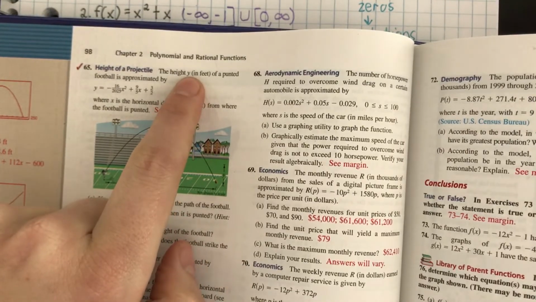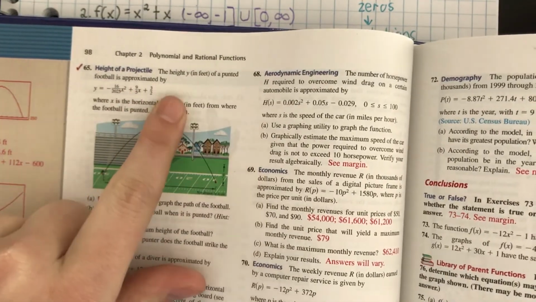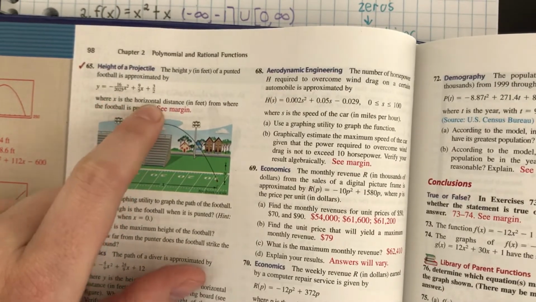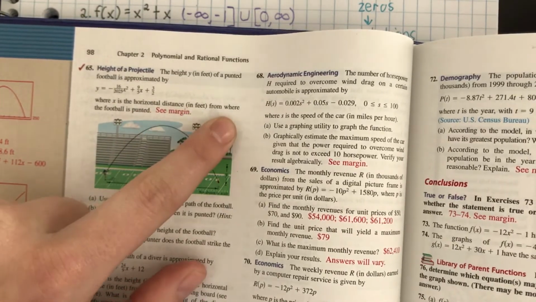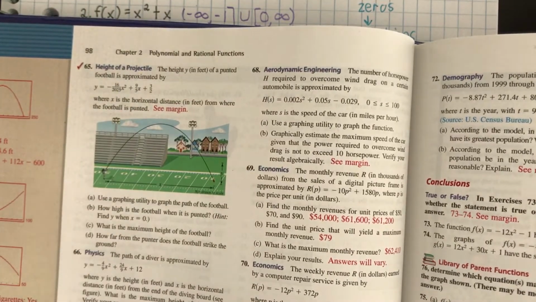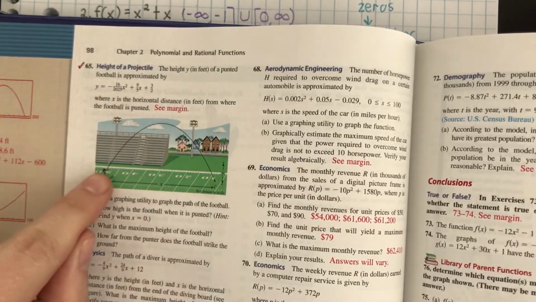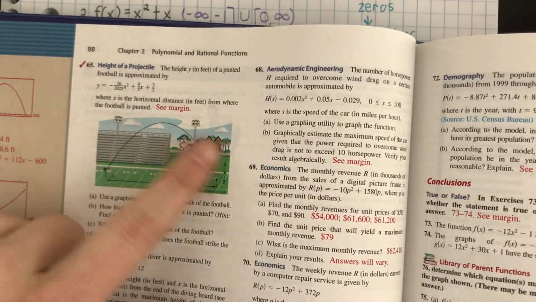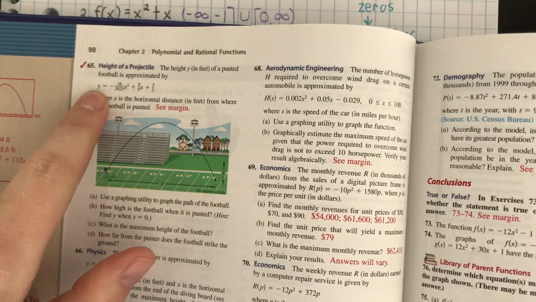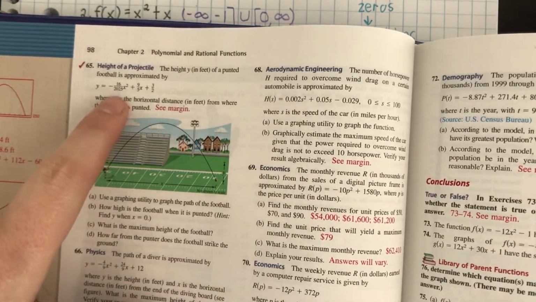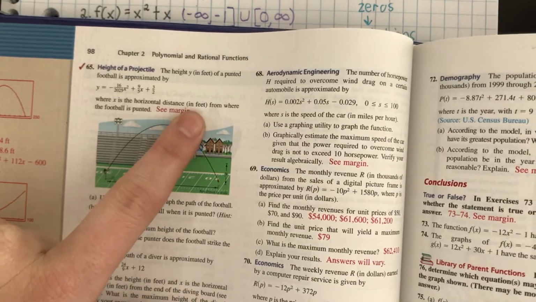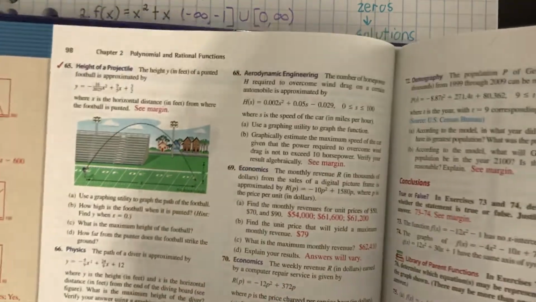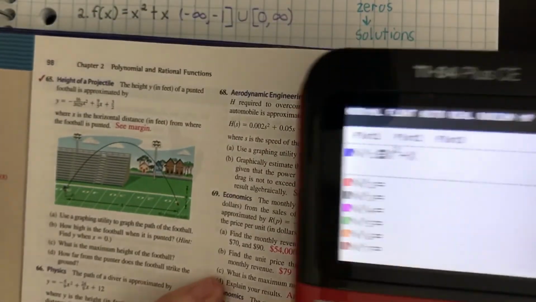So the height y in feet of a punted football is approximated by this equation, where x is the horizontal distance in feet from where the football is punted. So this quadratic equation represents the path the football takes when punted. The y represents the height in feet, and the x represents the horizontal distance in feet. So part A, use a graphing utility to graph the path of the football. We'll do that right now.